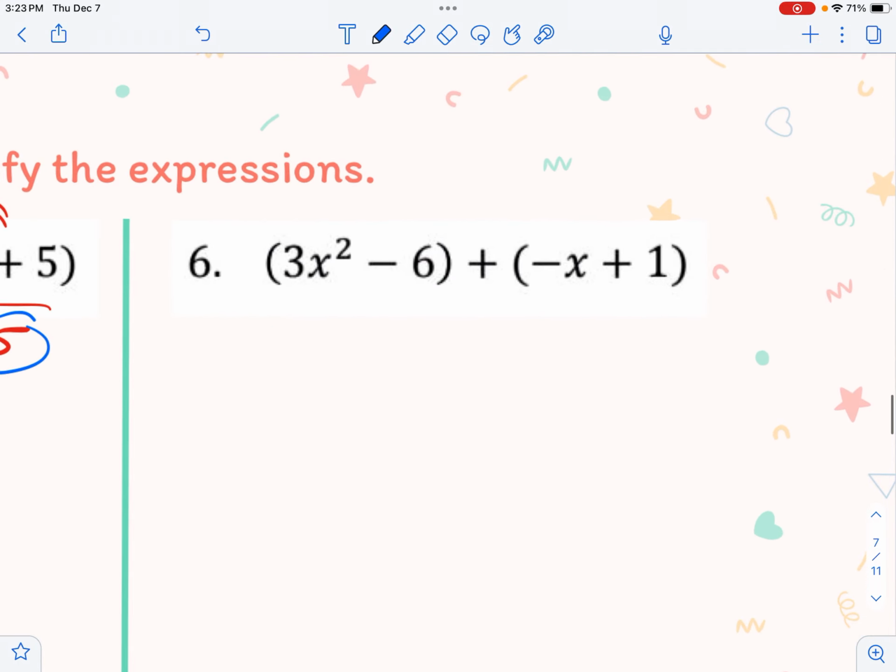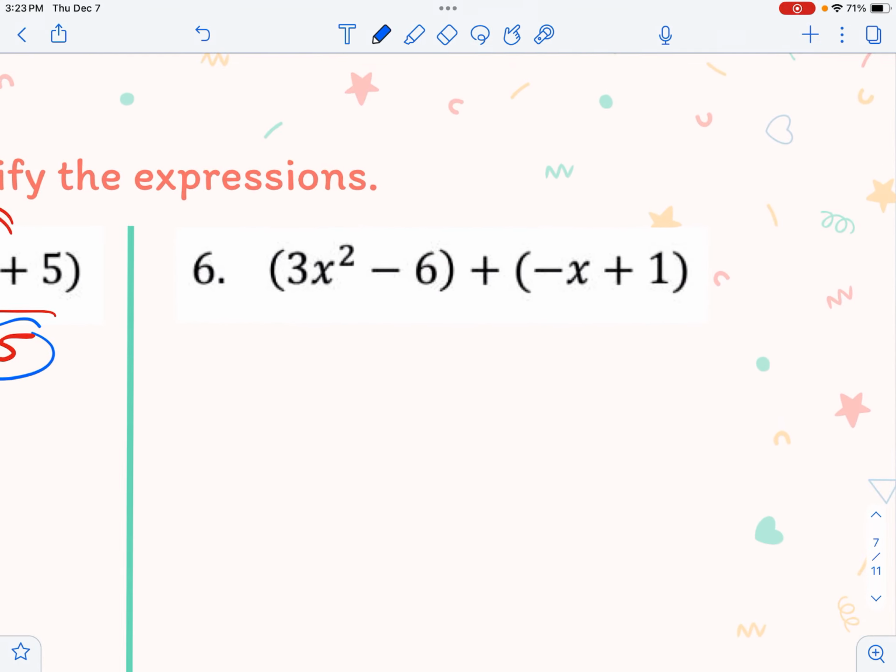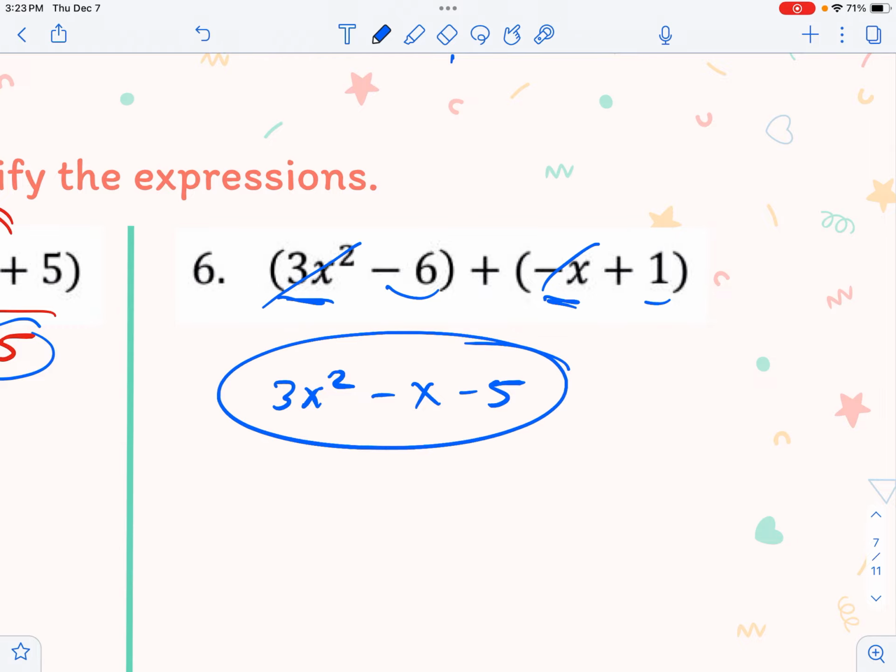And then we got another addition here. When people see this, two terms and two terms, they think multiplication, but it is addition. So we get into the mood of addition, but this is a 3x squared and this is a negative x. They're not like terms. They don't have the same exponent. So it's just 3x squared minus x. That takes care of these two. And then the negative 6 and the 1 are like terms. They're both constants, so that's negative 5.